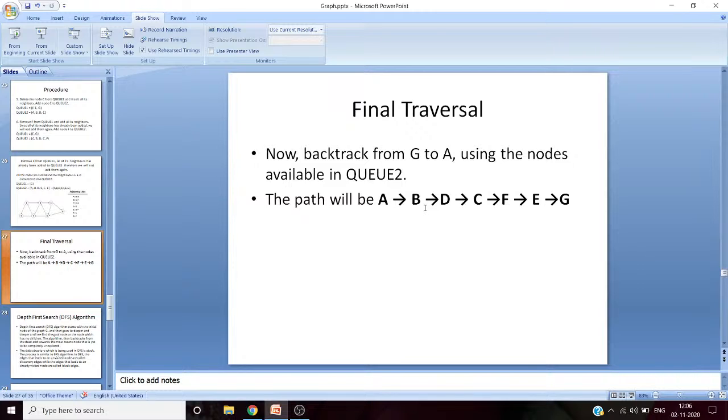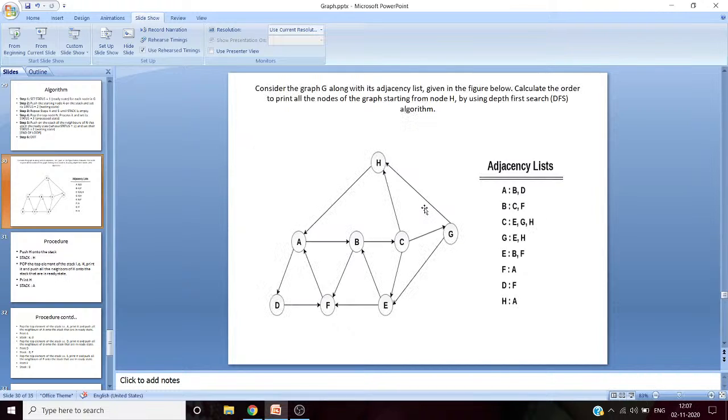Now, another traversing algorithm is depth first search. We'll directly take an example so that you can understand. For any graph you can do breadth first search or depth first search, but breadth first search uses a queue data structure, while depth first search will use a stack data structure. For depth first search, here's the graph. I have started with node H.